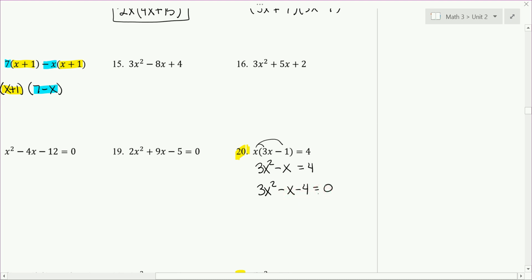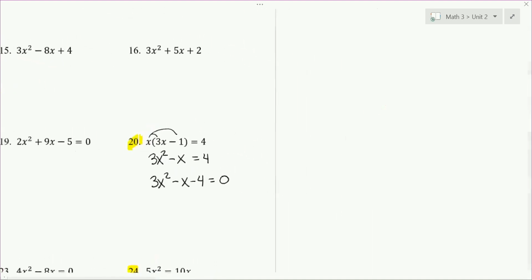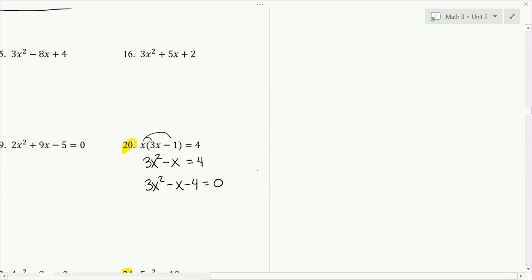Then go ahead and factor. Well, this is the case where you have three terms and the leading coefficient is not 1. So we're looking for two numbers that multiply to 3 times 4, which is, pay attention to the signs. It's 3 times negative 4, which is negative 12. And we want them to add to the middle term, which is a negative 1.